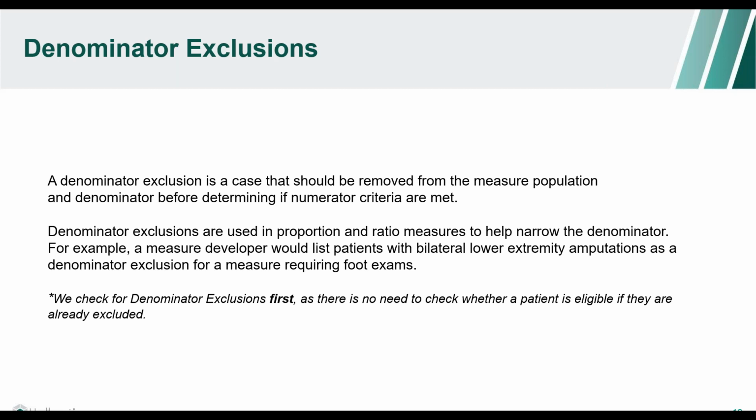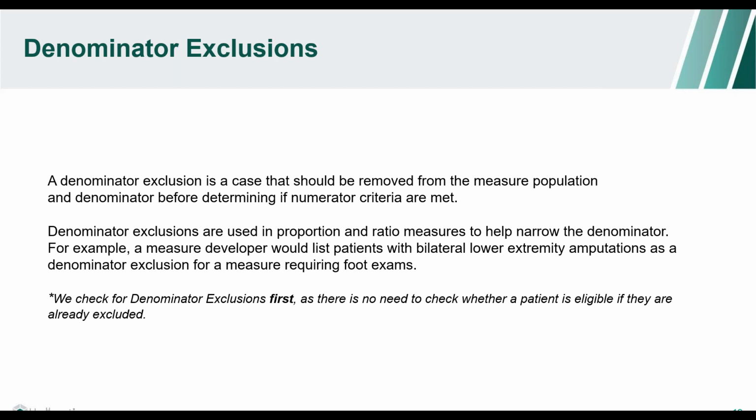In this slide, we do have an example of a measure that requires foot exams. The exclusion for this measure would be that a patient that had bilateral lower extremity amputations would not be included as part of the eligible population. Once you exclude that measure population, you are then left with those patients that we look for eligibility criteria for.